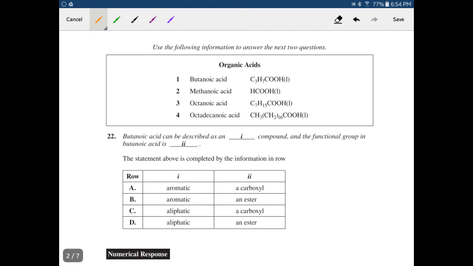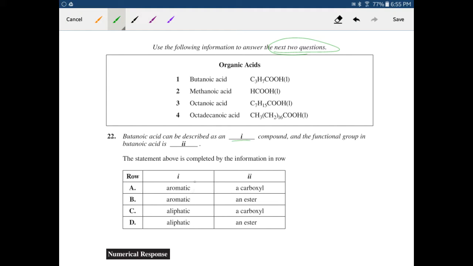Question number 22 says butanoic acid can be described as a blank compound, and the functional group in butanoic acid is blank. Now, there's a little bit to take a look at here. First of all, we're answering 2 questions with this information, so that is important. When we take a look at the question, it says butanoic acid can be described as a blank compound. Well, let's take a look at our fill in the blank portion. We either have aromatic or aliphatic.